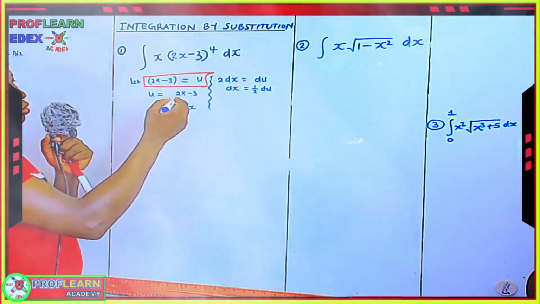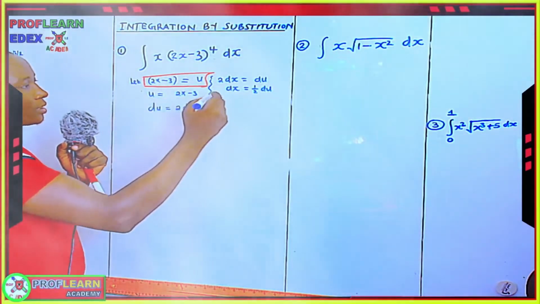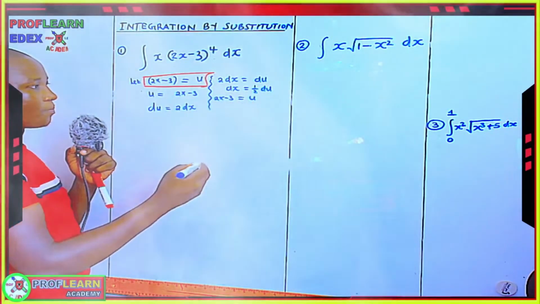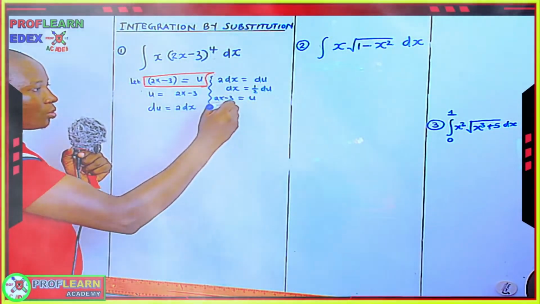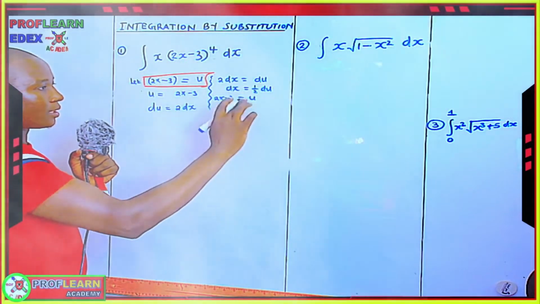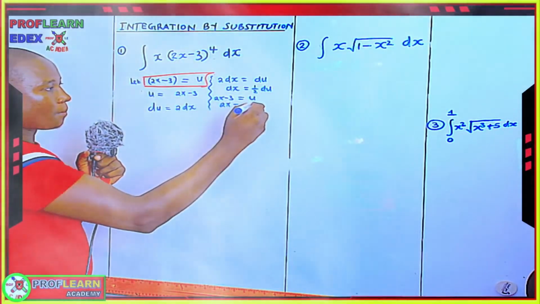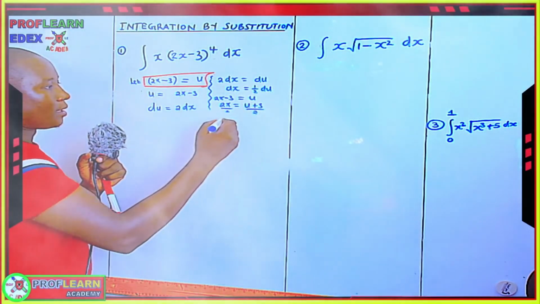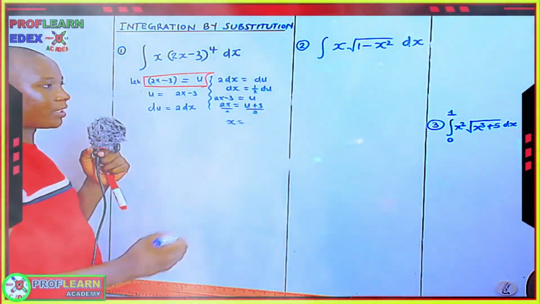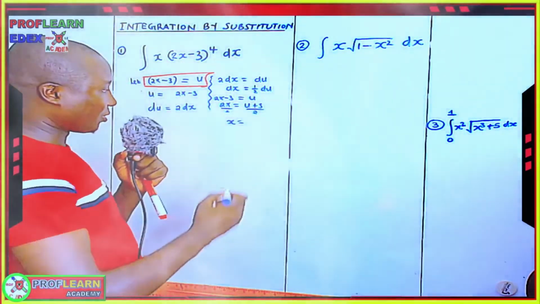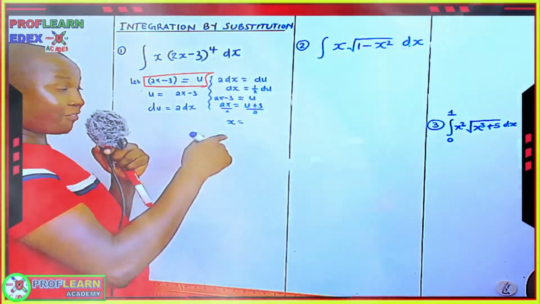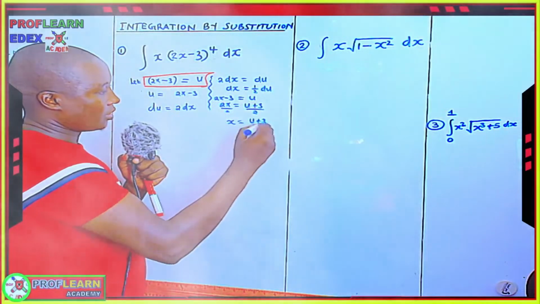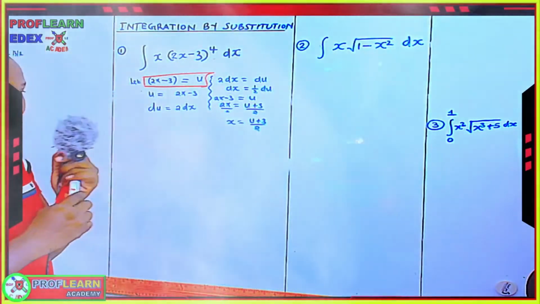Then from here we can make x the subject and say 2x minus 3 is equal to u. Then it means that 2x is equal to u plus 3, divided by 2, then x is equivalent to u plus 3 over 2. I want you to look at this. This expression is very important. Also, this expression that we have here is very important.